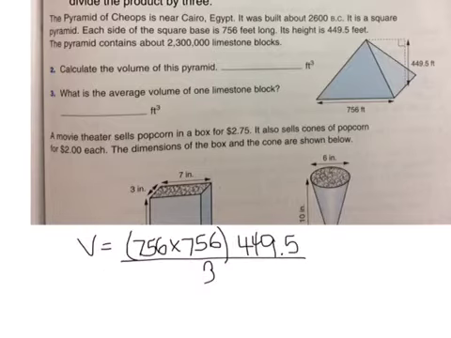Because it is a square, our length and our width will be the same. So we have 756 by 756. So length, 756, times width, 756, will give us the area of our base. And we factor in the height, times 449.5. All divided by 3.